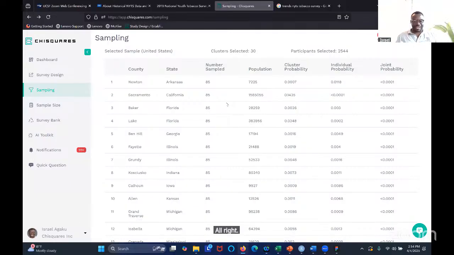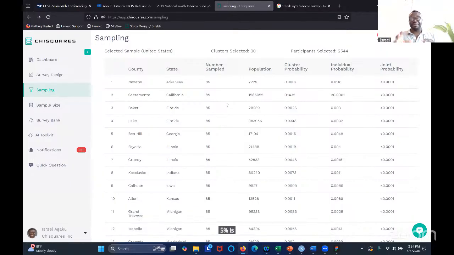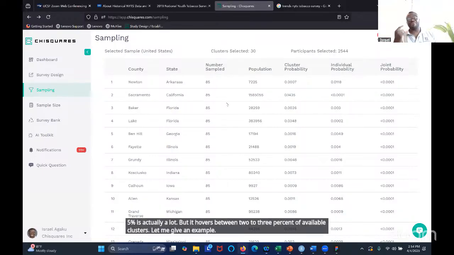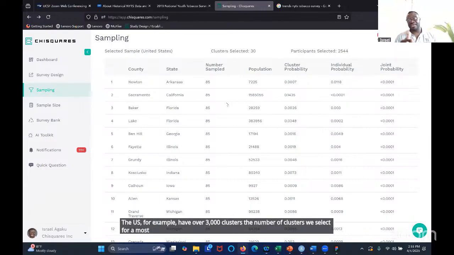But in general, so that I can answer your question directly, in large surveys, where we have thousands of clusters, we typically sample between 2 to 5%. Like 5% is actually a lot, but it hovers between 2 to 3% of available clusters. Let me give an example. In the US, for example, we have over 3,000 clusters. The number of clusters we select for most national surveys would be around 200 of those clusters.